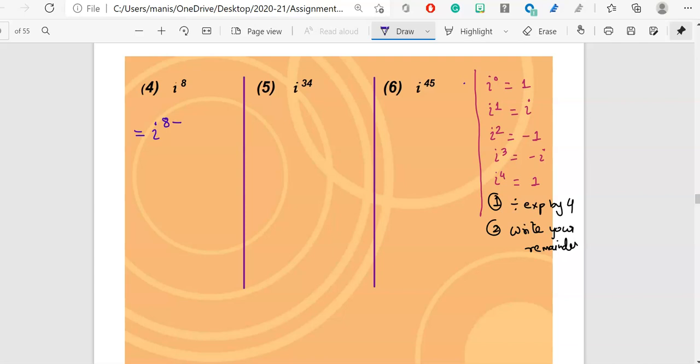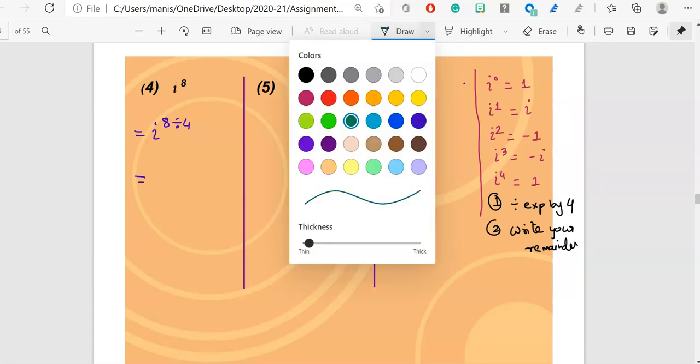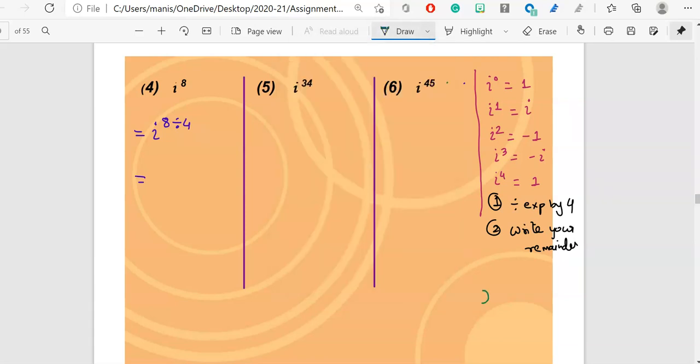So I will take my exponent 8 and divide by 4. Do keep in mind we have to write the remainder, not the quotient. So let's divide this away.